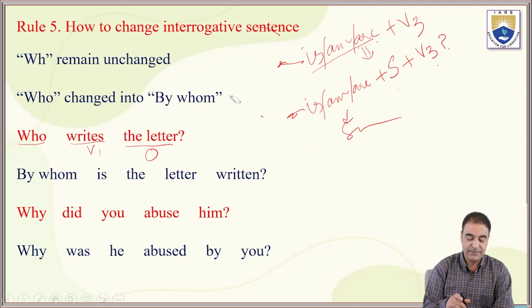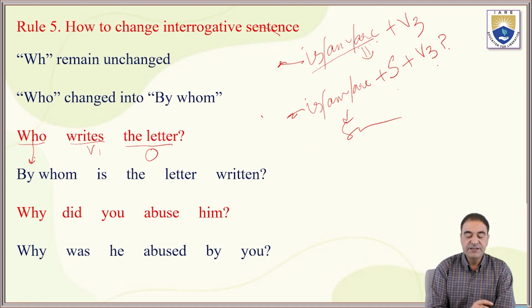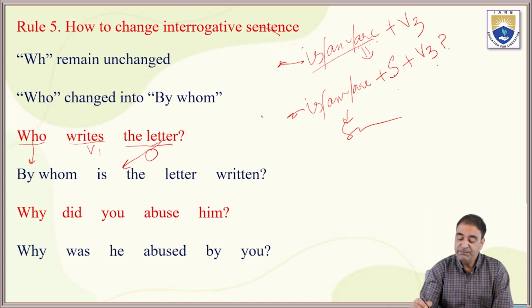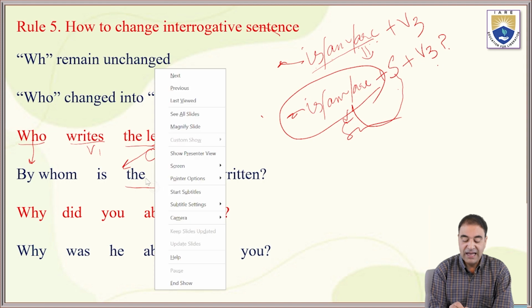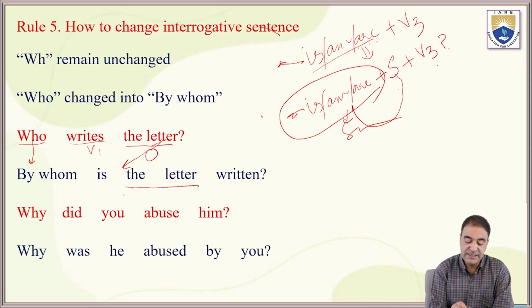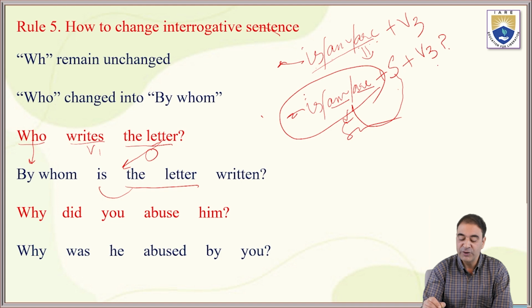Now, look at this example. Who, it will change into by whom. Then take this letter, it will come at the position of subject. But before subject, we have to introduce helping verbs in questions, like here: is, am, are, plus subject. Now the letter, this is singular, and with letter we use is. We don't use am or are, we use is. Therefore, by whom is the letter written?